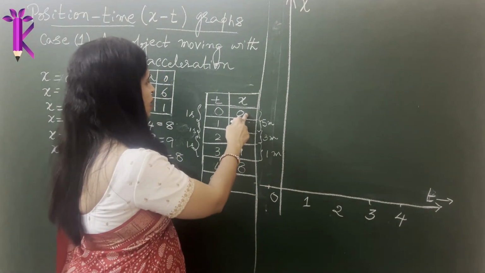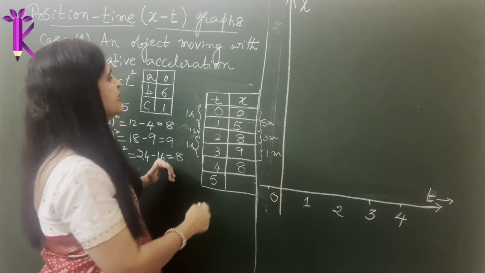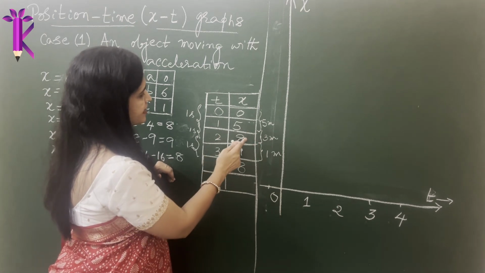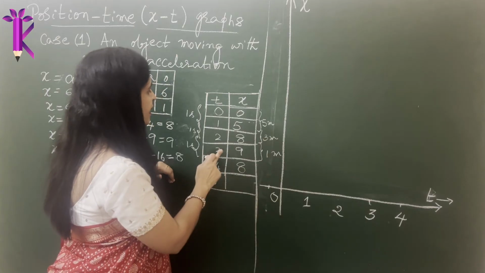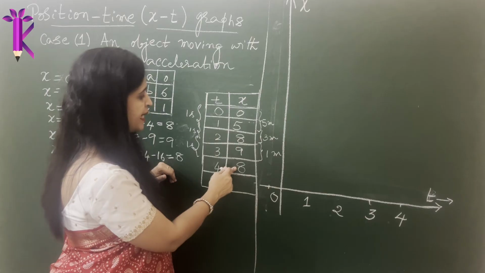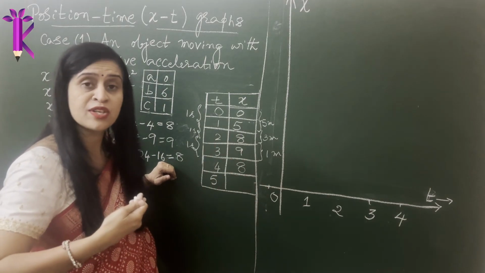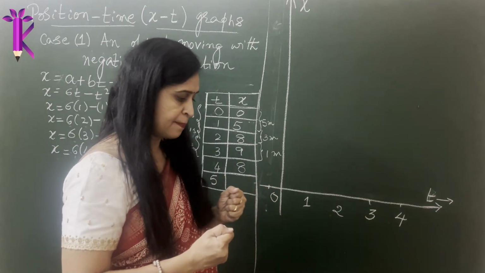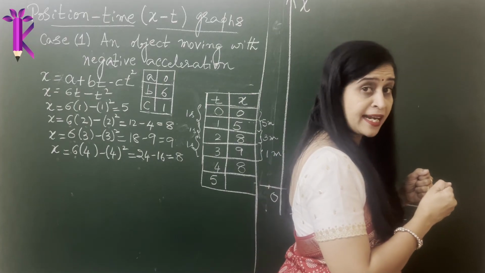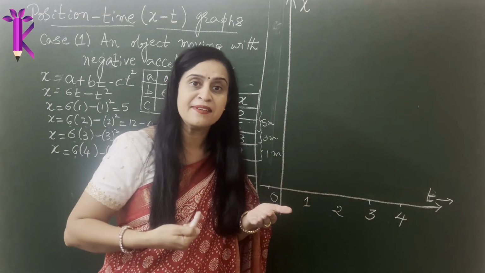So from 0 to 1 second it covered a distance of 5 meters. From 1 to 2 seconds it covered a distance of 3 meters. From 2 to 3 seconds it covered an extra distance of 1 meter. Now from 3 to 4 seconds it is not moving forward. Instead of being 10 or 9.5, it is 8, which means it is coming in the reverse direction. So the object covered this much distance initially and then was slowing down, and now suddenly it is going backward.